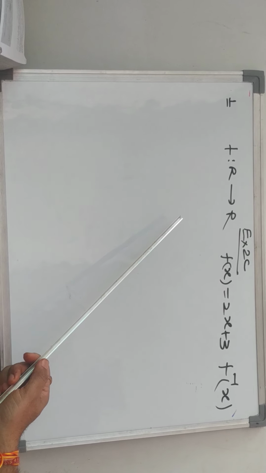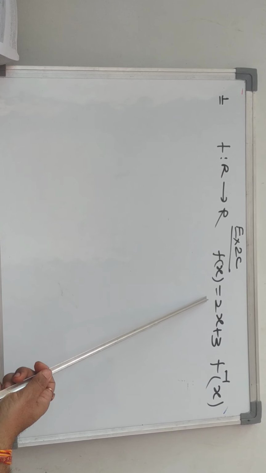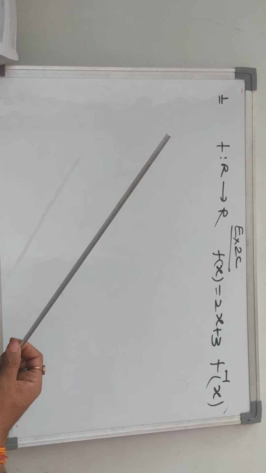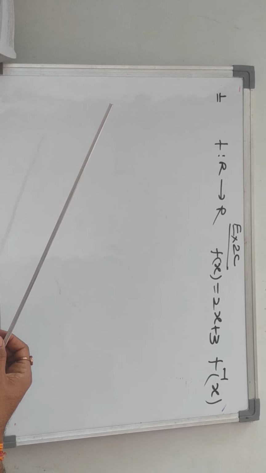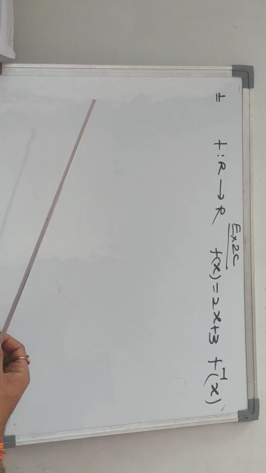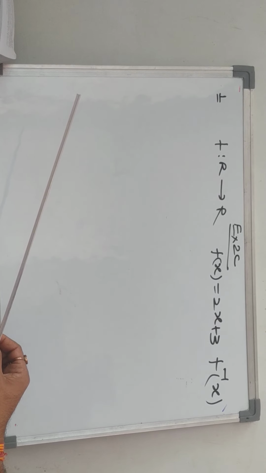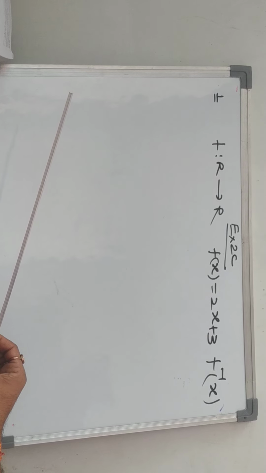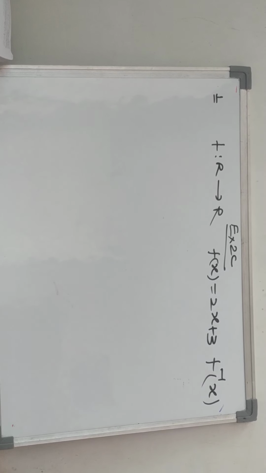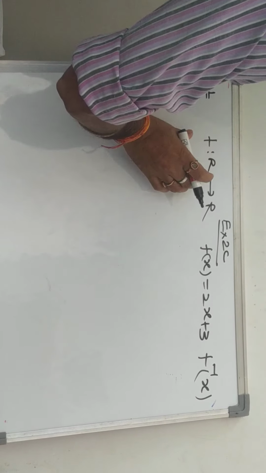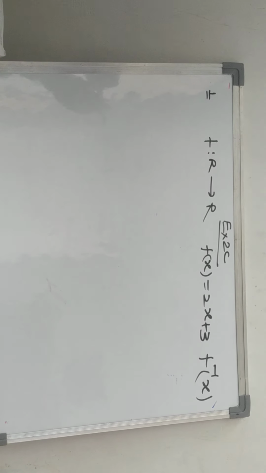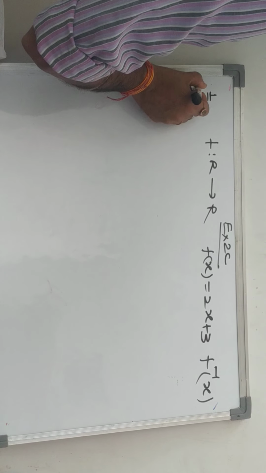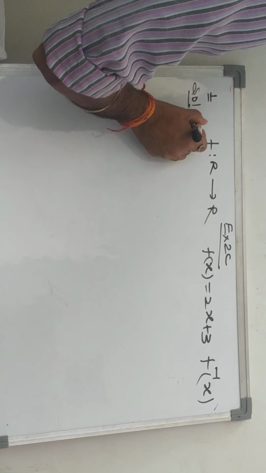To find the inverse, the first condition is that the given function is essentially one-one and onto. It is also known as bijective, and we can also say an invertible function. Invertible means essentially the function is one-one and onto. Now it is not given that the function is one-one, onto, invertible or bijective, so first of all we have to prove it is one-one.